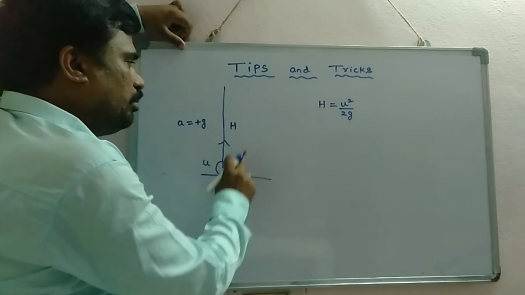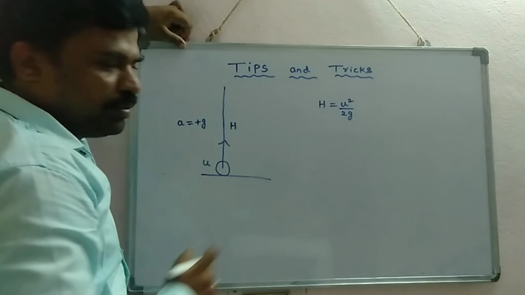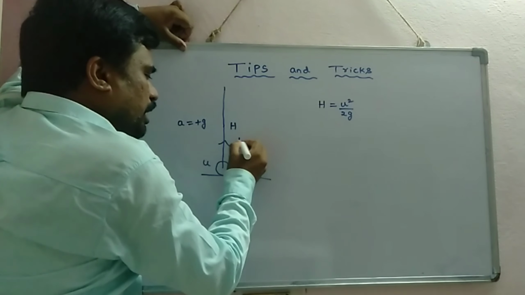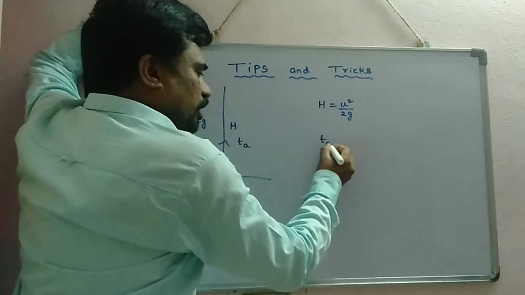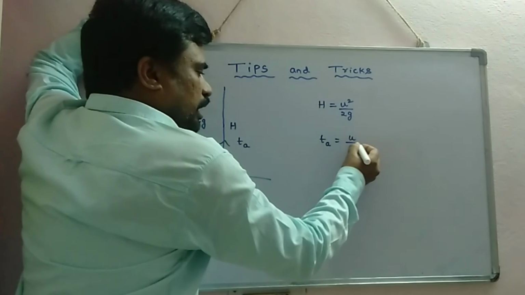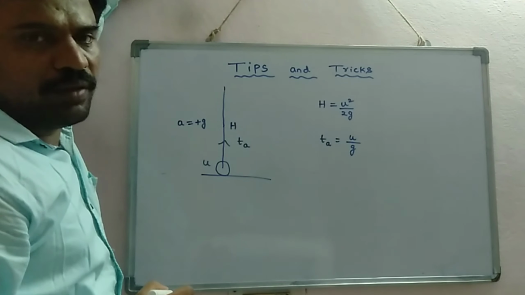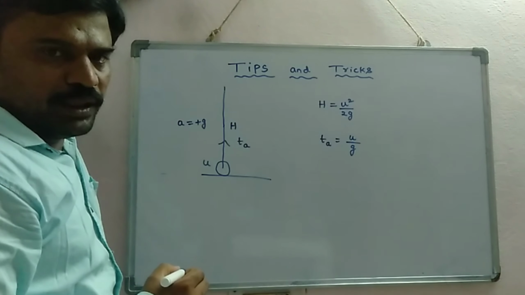So how much time has it taken to reach the maximum height? We call that time the time of ascent. The formula for time of ascent is u by g.